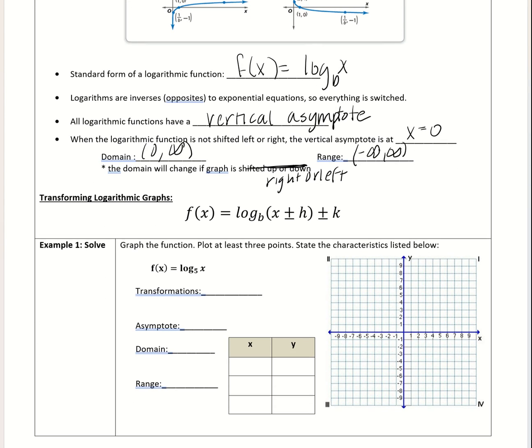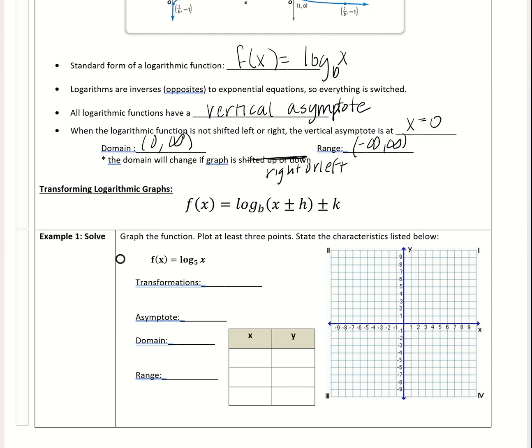So I'm going to show you guys how to do these. We're going to start by just plugging in whatever numbers we would like to plug in. I'm going to talk to you about what's best to plug in. The transformation for this one will be none because you can see there's nothing added or subtracted.